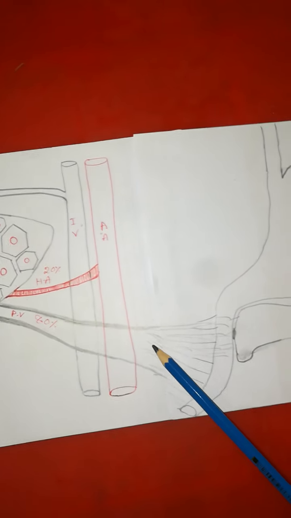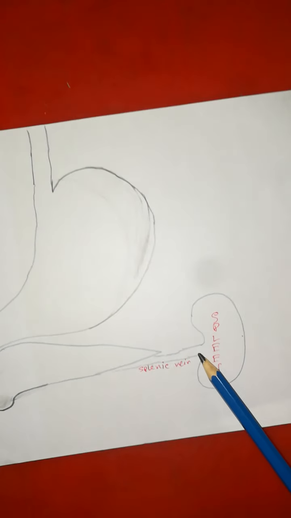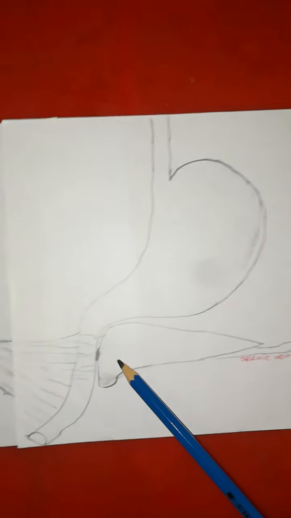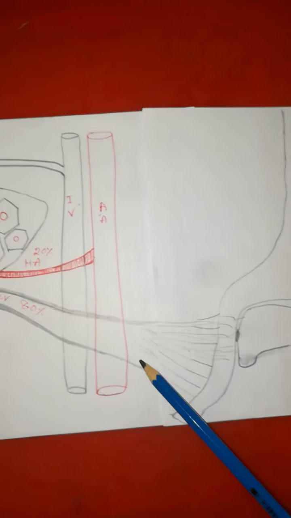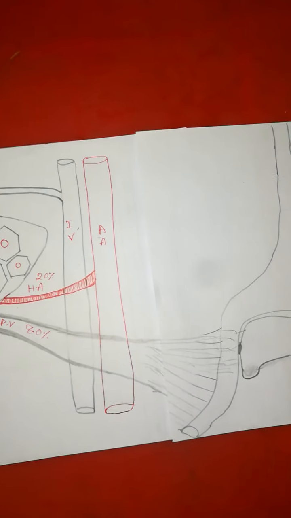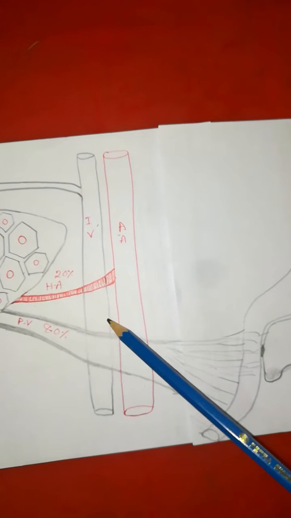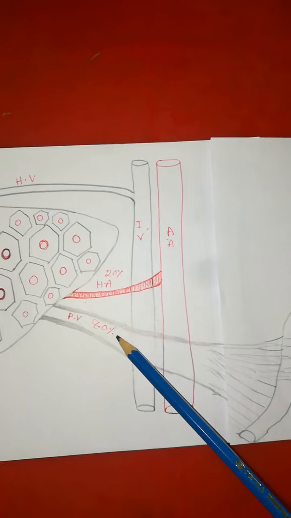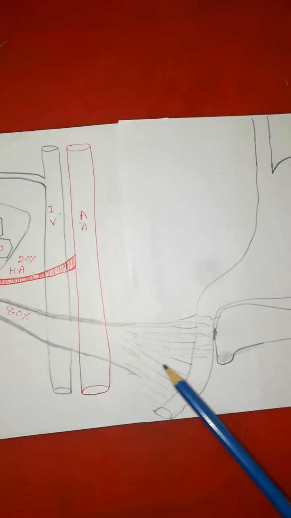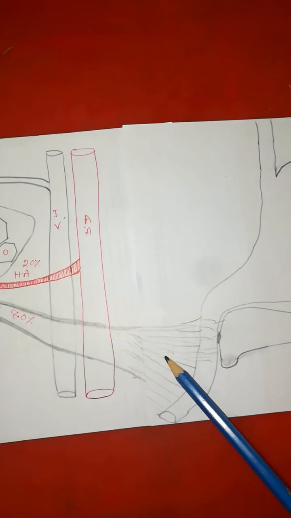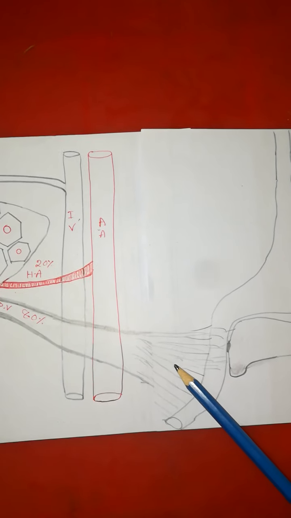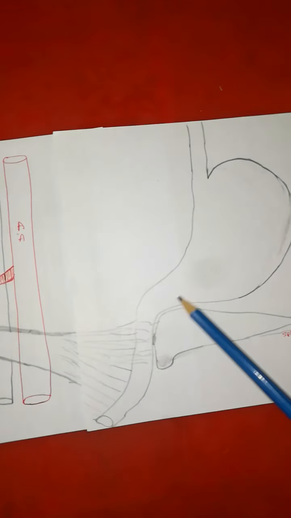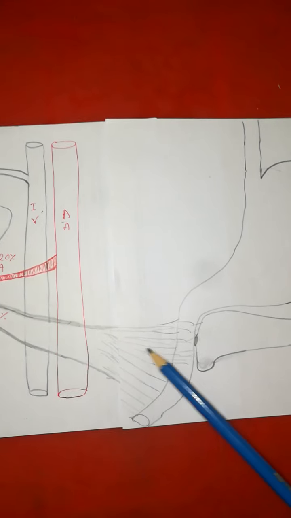This portal vein is formed by the union of the splenic vein, pancreaticoduodenal vein, superior mesenteric vein, and inferior mesenteric vein. These veins together form this portal vein. This portal vein contains less oxygen with more nutrients. More nutrients are absorbed from the intestine.